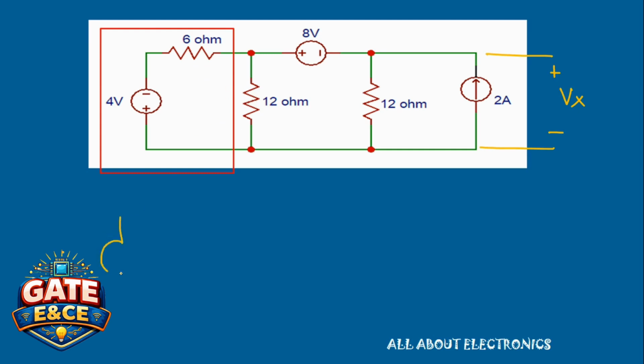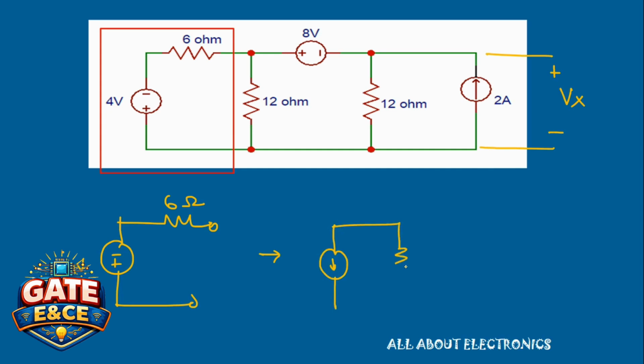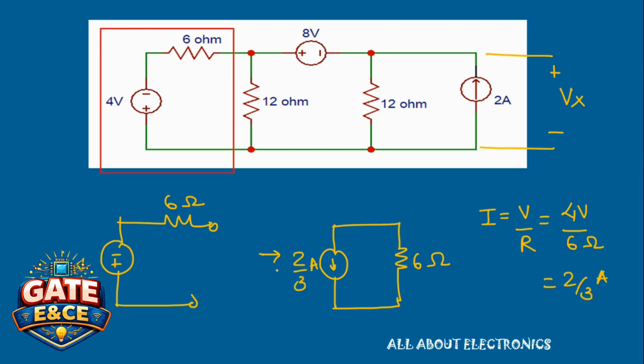So first of all, let's just transform this 4 volt voltage source into the current source. In the equivalent circuit we will have a current source with the same 6 ohm resistor in parallel. And the value of this current source I is nothing but V upon R, that is 4 volt divided by 6 ohm, that is 2 by 3 ampere. So in this way we can transform this 4 volt voltage source into this 2 by 3 ampere current source.